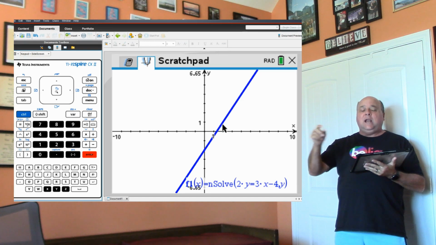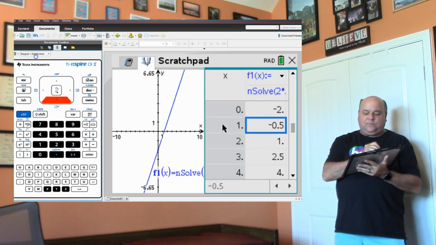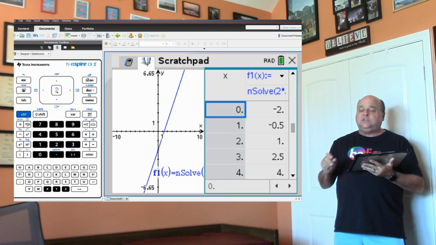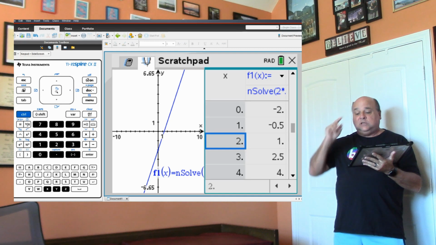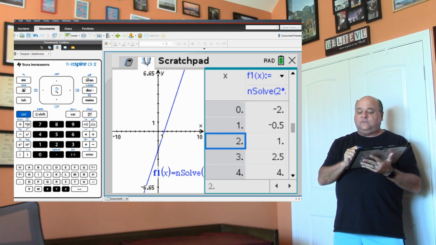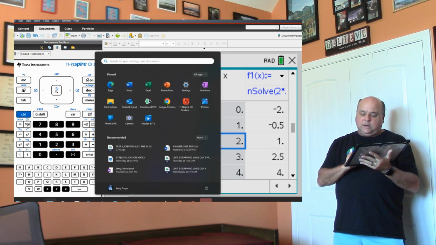Once you have the line done, hit Control T, and it's going to give you the T-chart, and hit the up button once. Notice, what's to the right of 0? It's -2. And I'm going to also use this one. So I'm going to use 0, -2. I will not use 1 because of the 0.5. So 0, -2, and 2, 1.